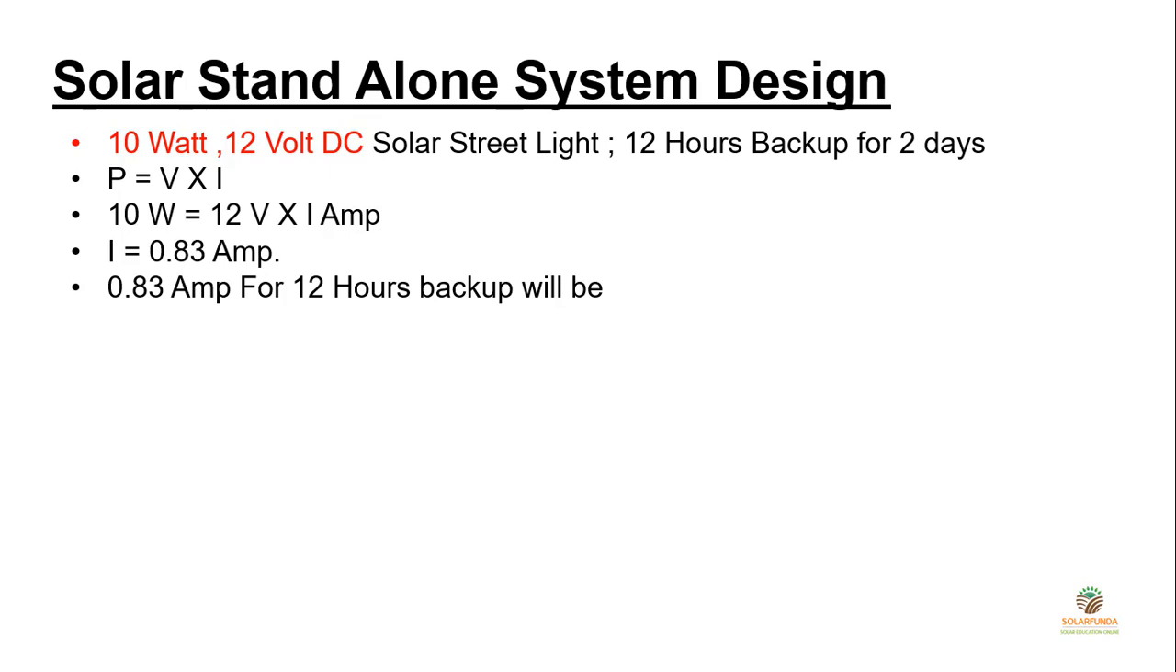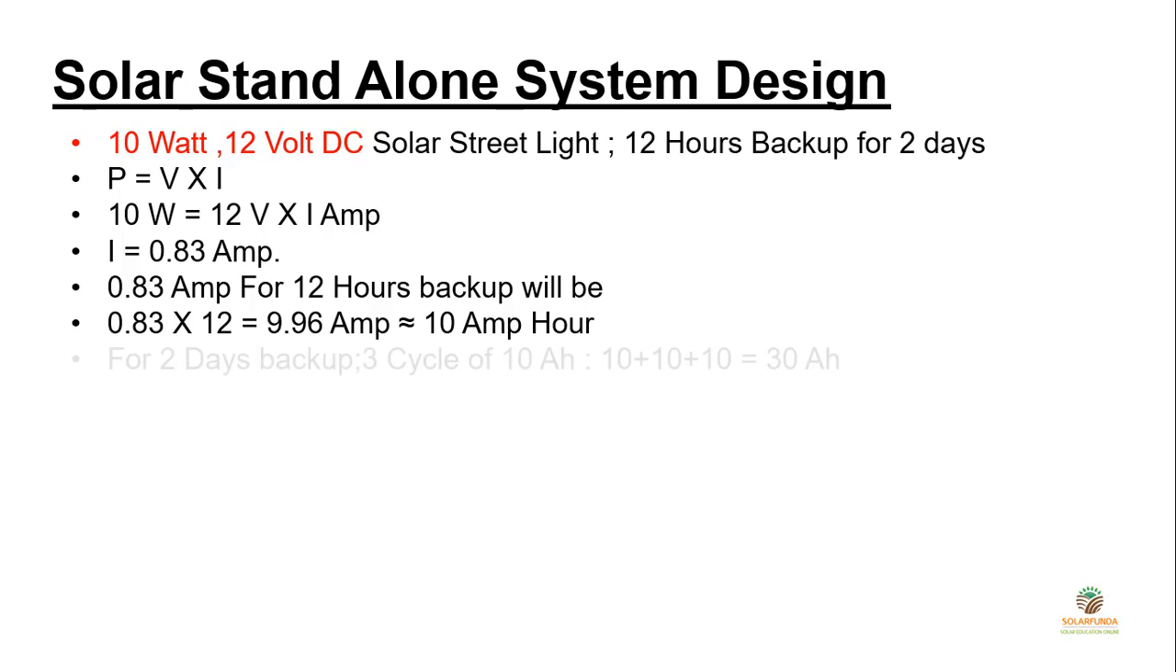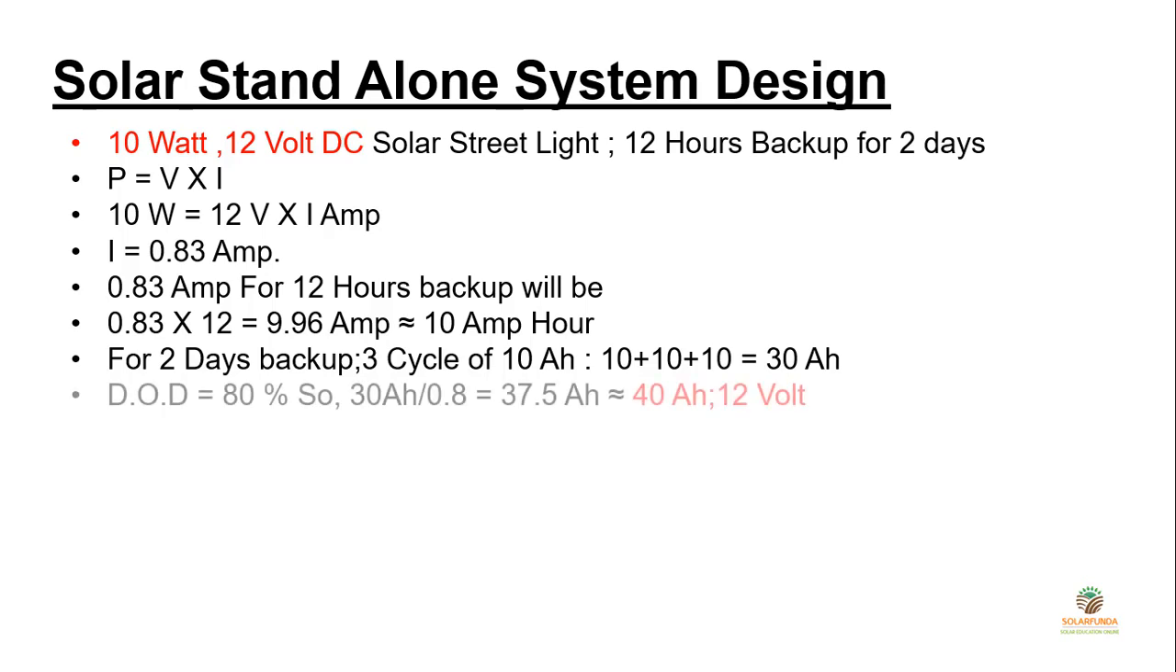That's the 1 hour rating. For 12 hours operation, I have to multiply it by 12. So here is the answer. That's approximately 10 amp hours. And I want an additional 2 days backup. So for a total of 3 cycles, I will require 10 plus 10 plus 10, that equals 30 amp hours of battery. And if I consider depth of discharge 80%, I will get approximately a 40 amp hour 12 volt battery.